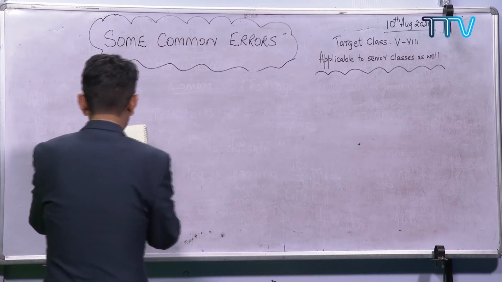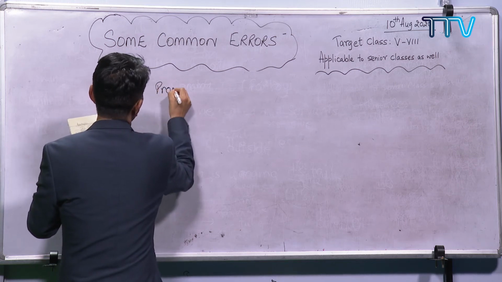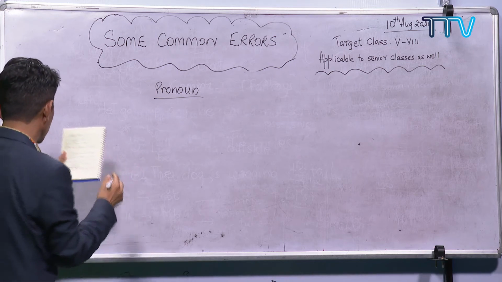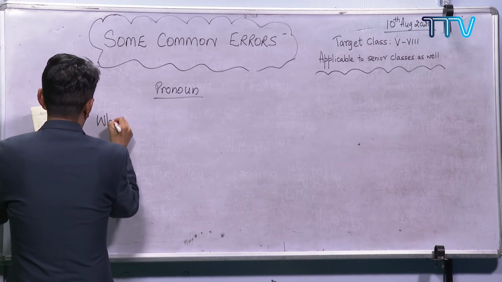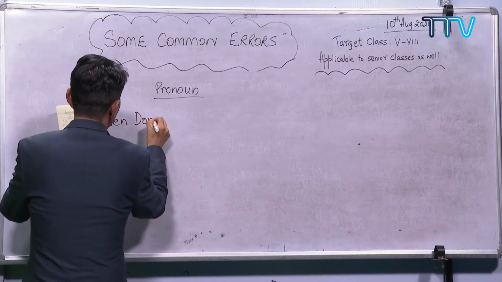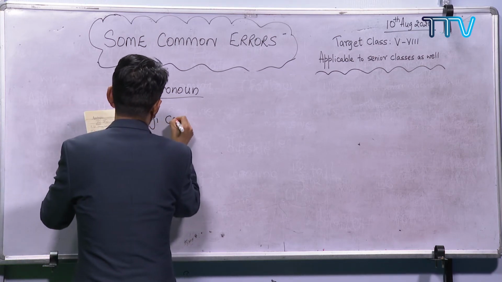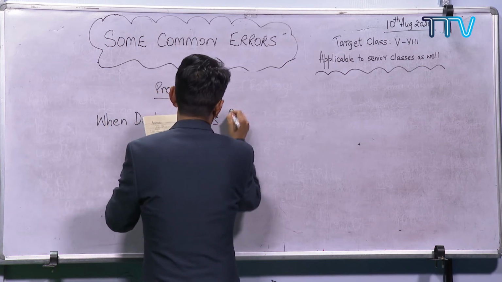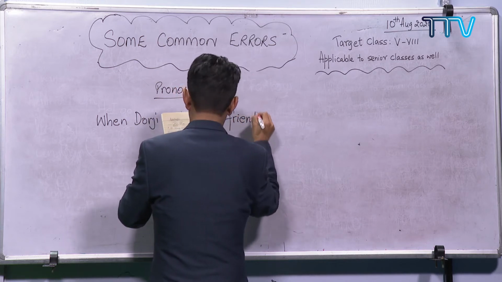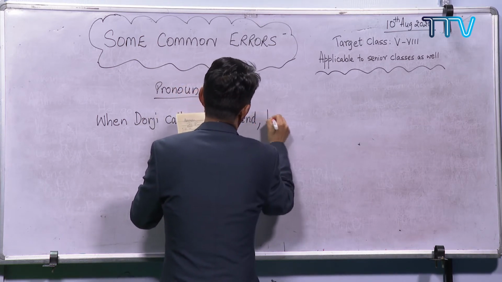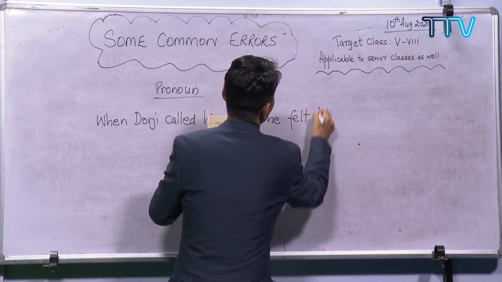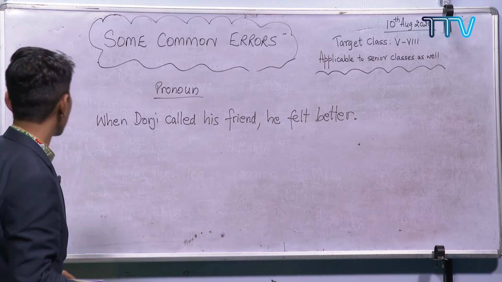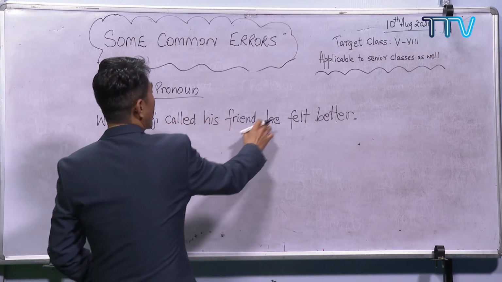Now let us talk about pronouns. Just one pronoun. Gedenjula will be talking about some of these things. For example, when Doji called his friend, he felt better. I can easily relate to this. I also make this kind of mistake. When Doji called his friend, he felt better.